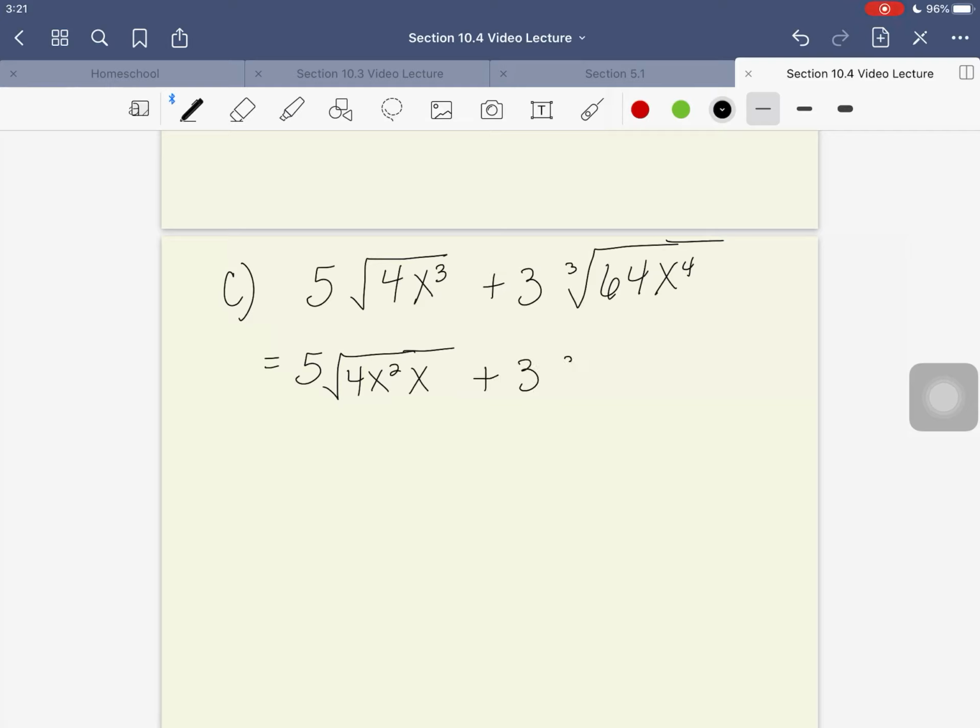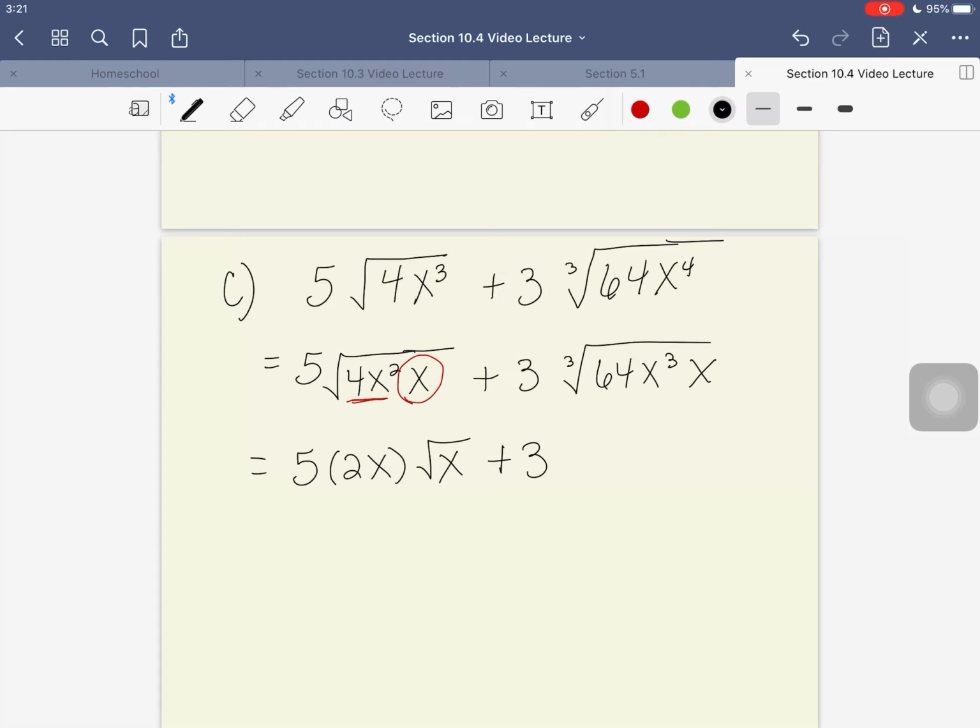Plus 3 cube root of, what is the perfect cube within 64? It's 4. Okay, so we'll leave that. So I'll write this as 64x cubed x. All right, so now taking that square root, that's going to be 5 times 2x square root of x. And what I did was I pulled out here a 2x, and then that x is left underneath the radical.